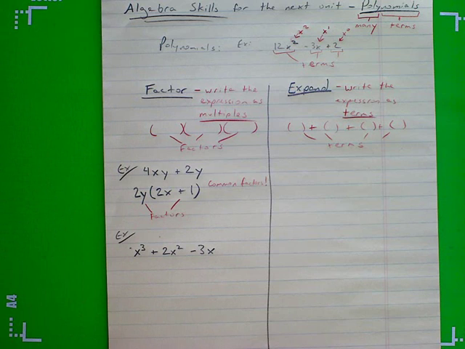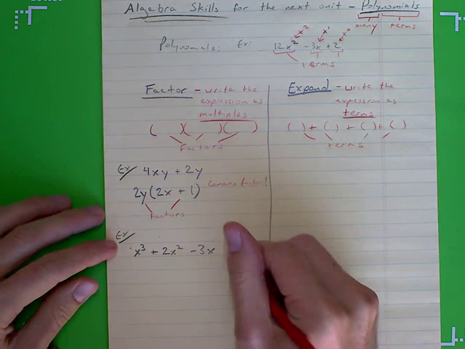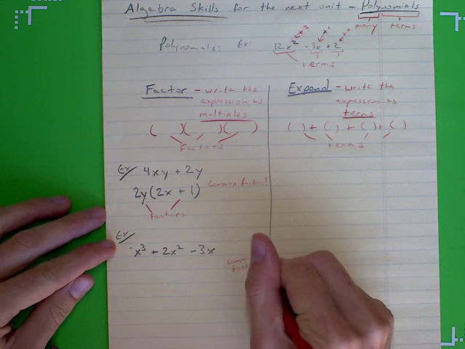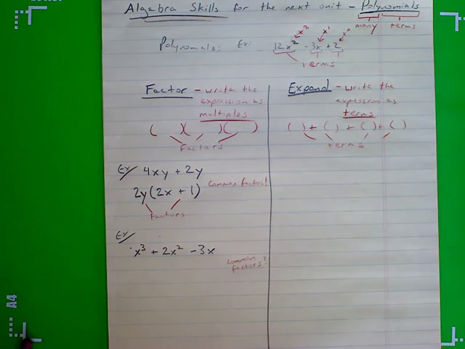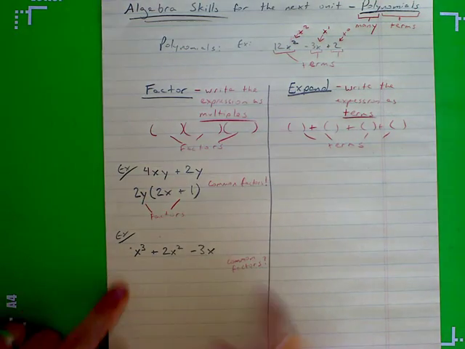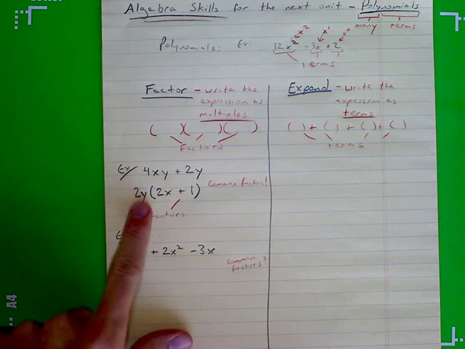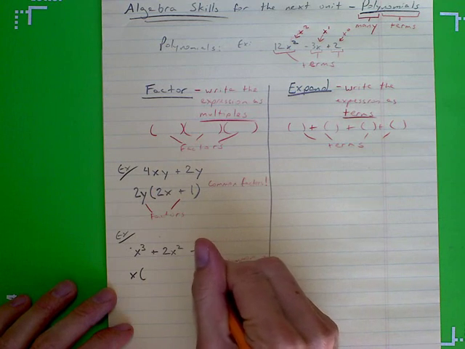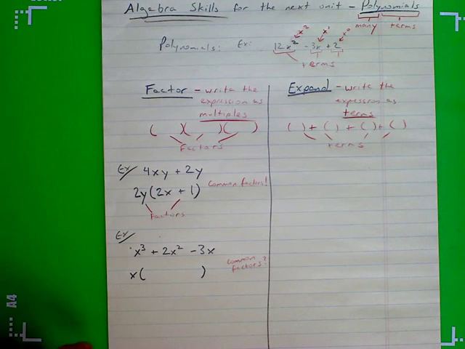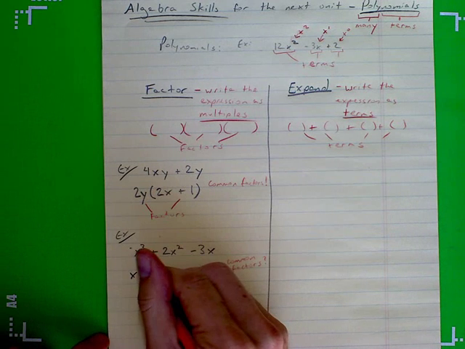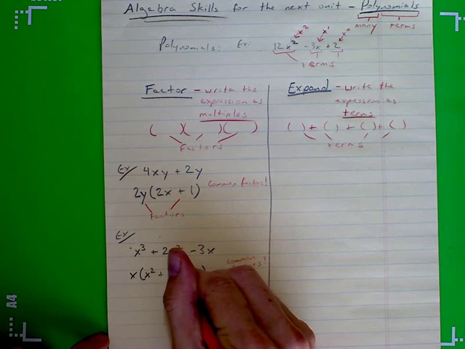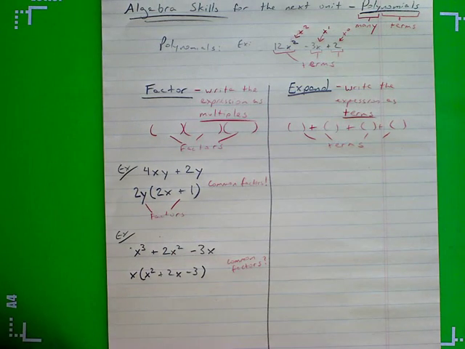Now, the first thing we always want to look for are common factors. So are there any common factors? X is a common factor, yes. And so the first thing I'm going to do is remove that common factor, just like we did on the problem before. So x times something, and what's going to be left over? Good. It's all going so well.